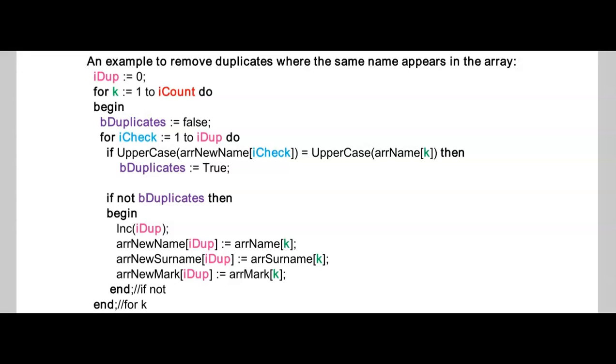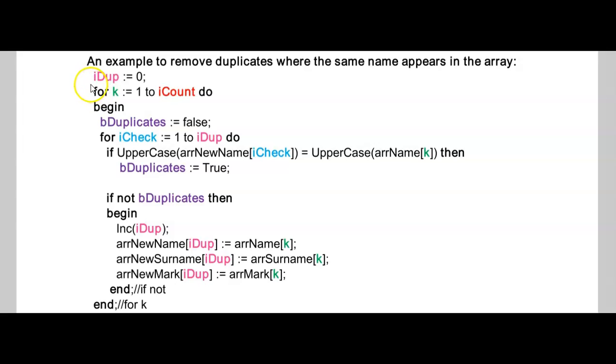So what I'm doing here is creating a new array that does not contain duplicates. I'm going to declare it with the same number of items, so the indexes will be the same for array new, which is not going to contain the duplicates. But the indexes are the same as for the original array, because if there are no duplicates, then all of the names that would be in array name will also then go in array new name and so on.